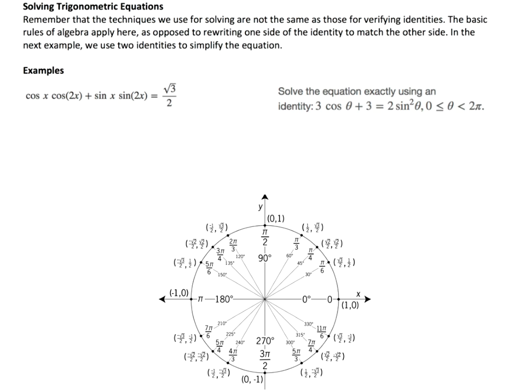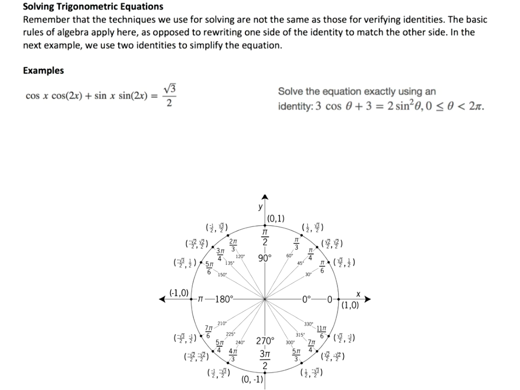Solving trigonometric equations. Okay, so it says, remember that the techniques we use for solving are not the same as those for verifying identities. The basic rules of algebra apply here, so as opposed to rewriting one side of the identity to match the other side, in the next example we use 2 identities to simplify an equation. So we're not trying to make the sides match and prove anything, we're trying to solve it, but we're going to use identities to do so.